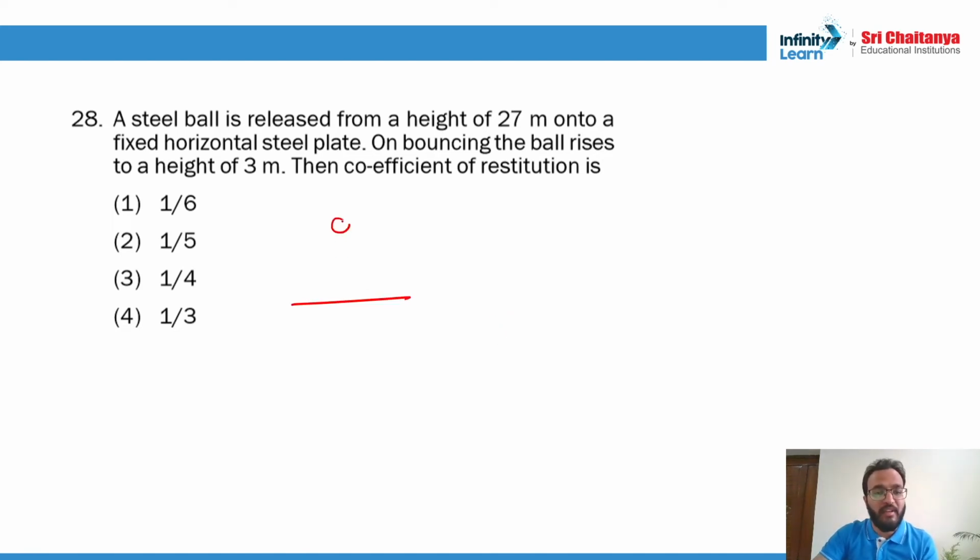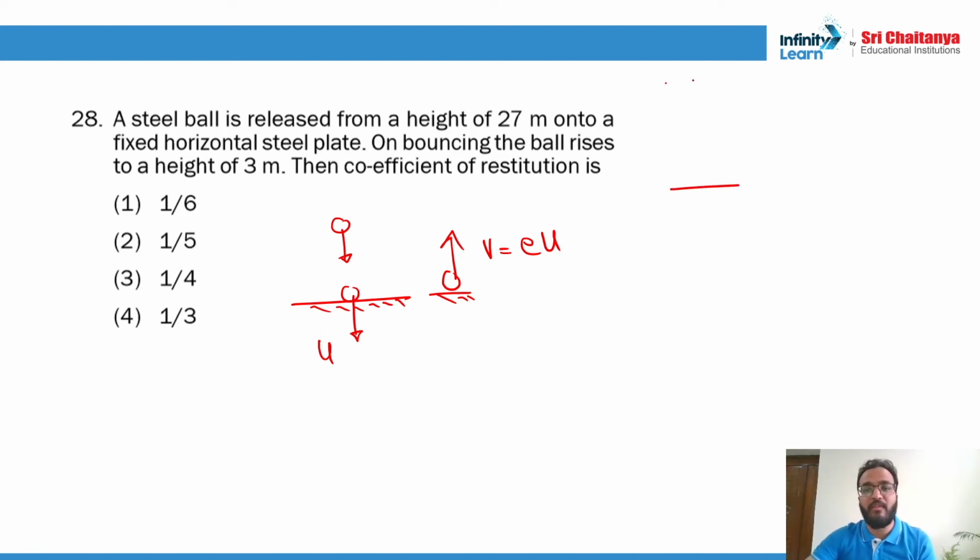A steel ball is released from the height. Remember I told you that when an object comes down and collides with an object with a speed u, it will return back with speed v, that is eu, if it is colliding with the ground or a very heavy object which is immovable, right? Technically, now it is coming from a height, let's say h1, and going back to a height, let's say h2.